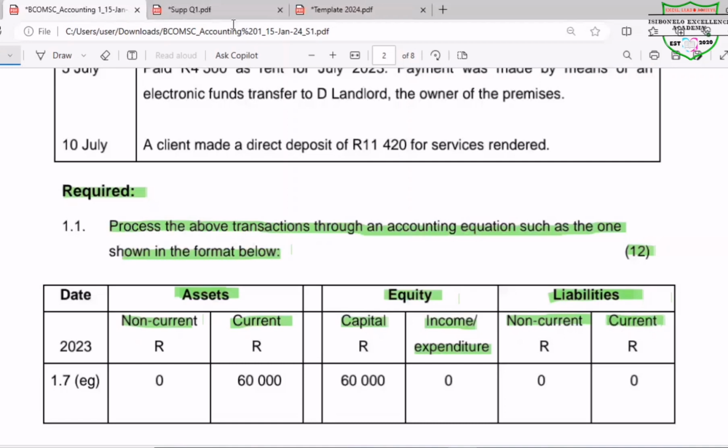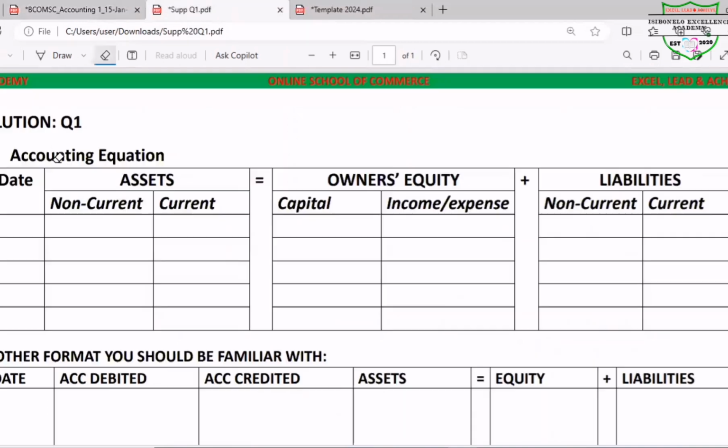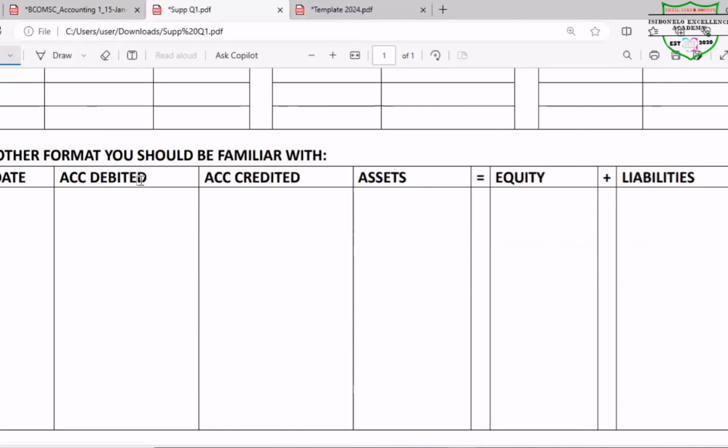I have prepared the answer book. We can see here, this is the answer book that I've prepared. We have 1.1 accounting equation. This is the answer book that we're going to use. Guys, the accounting equation can be presented in different formats, so I will also show you this format. This is another format that you might be required to follow when preparing the accounting equation. I will show you both formats.